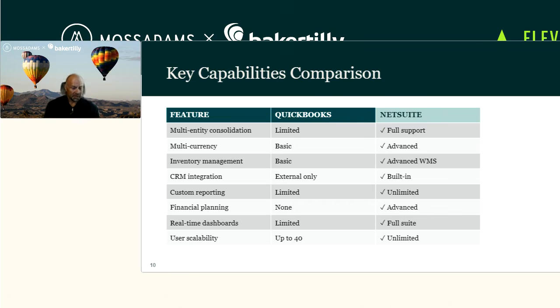And then user scalability. So last information I have, and this may have changed, is that with QuickBooks, you can only have up to about 40 total users. Whereas in NetSuite, it's really unlimited, right? You're not limited by the number of people that you can have use your NetSuite instance. It's very scalable. So again, if you're looking to add additional business units or different areas of operation within the organization, you're not going to be hampered or limited by user counts that are going to put a drag on your system.